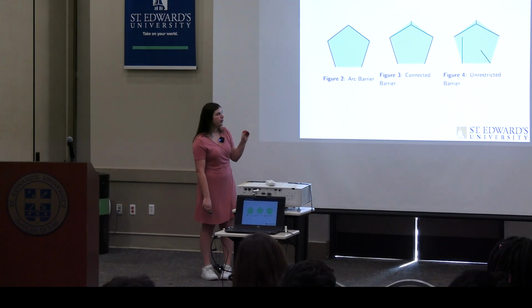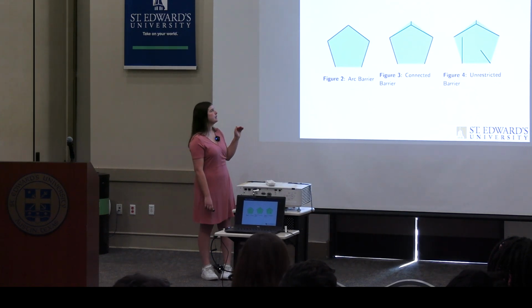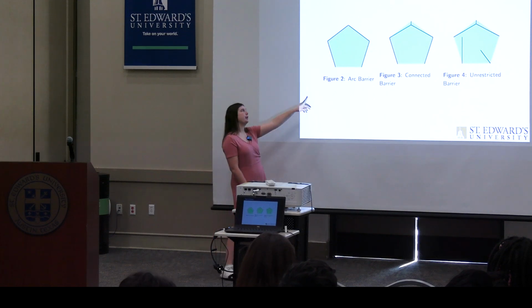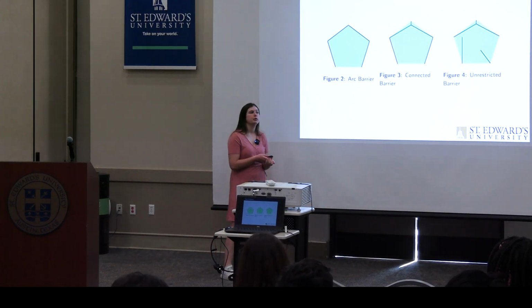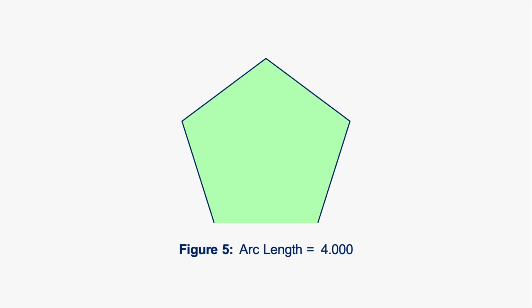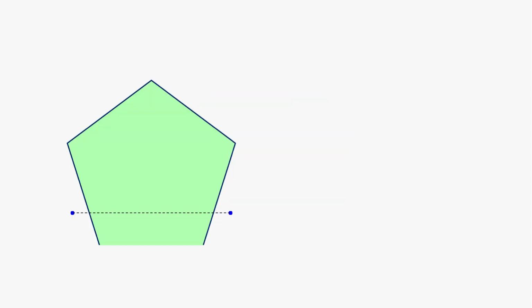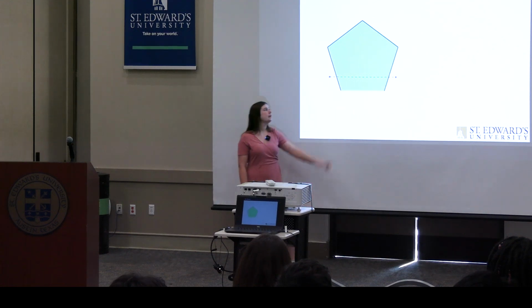So then my research focus kind of shifted over to the arc barrier. So now I'm trying to find the minimal arc barrier for a pentagon to make it opaque. And if we take this arc length of just around 4 of the sides, we get a length of 4. And again, if we have 2 dots and we test it against our definition, we see that the line segment between these dots is going to cross the barrier here and over there.